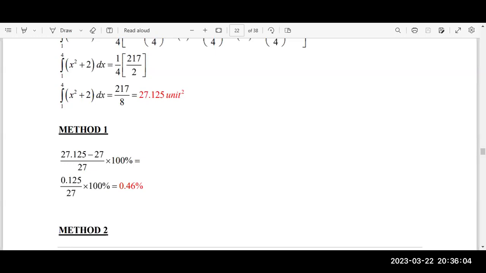My calculator gave me 4.66 something times 10 to the negative 3. There are more free spaces in front of the point, so 1, 2, 3, I still have 0.000 something. Clear the calculator. Type in 27.125 minus 27, equal it. Then you divide it by the 27.